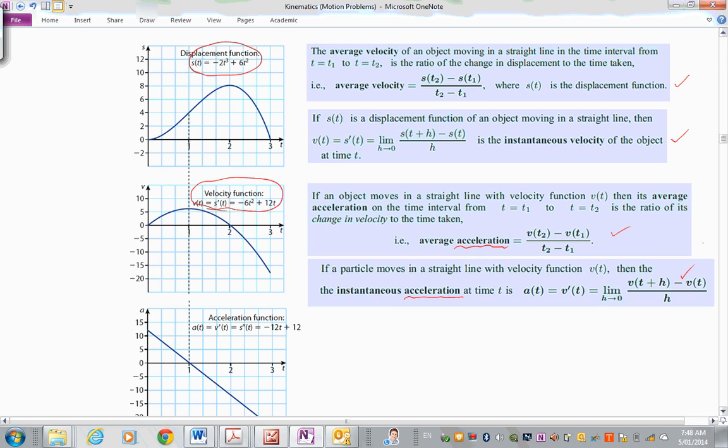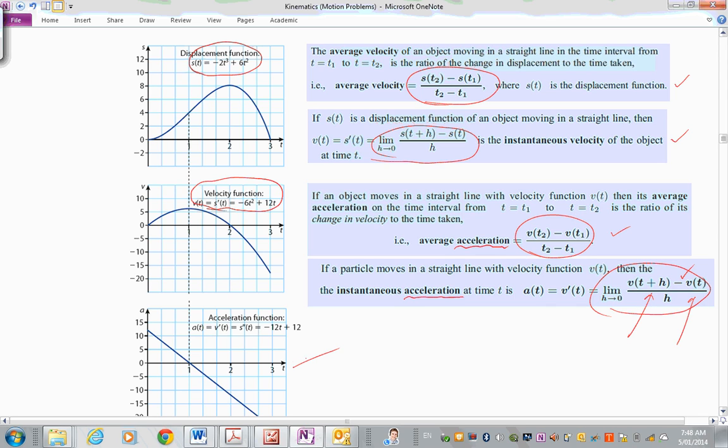Can you see it? Look at the expressions. S of t2 take S of t1 over the difference in time. V of t2 take V of t1 over the difference in time. And here the limit of that expression and the limit of this expression using t plus h minus t. Same ball game here, only we're doing it with an x function.